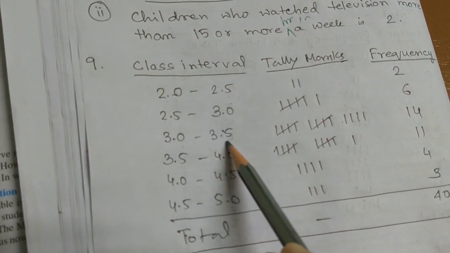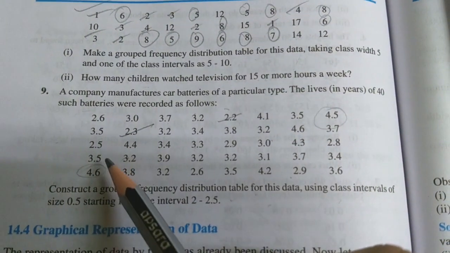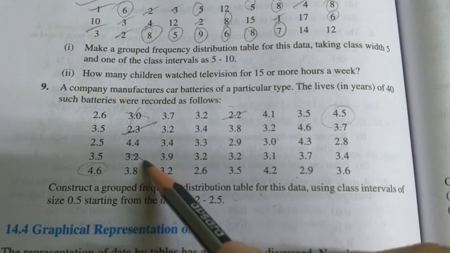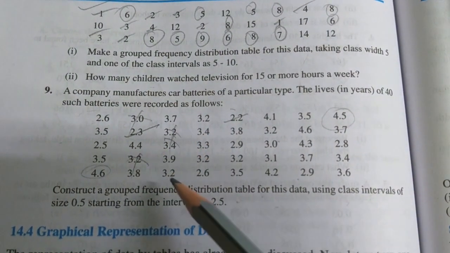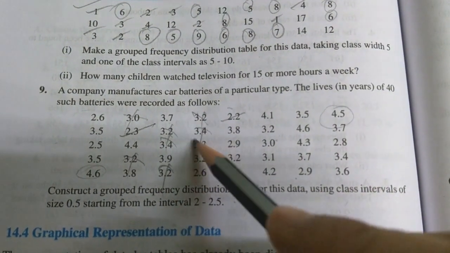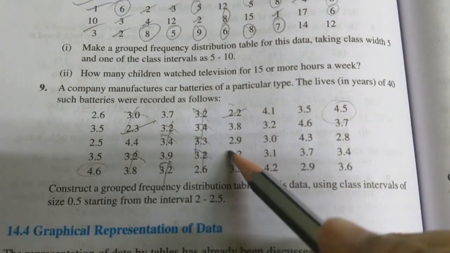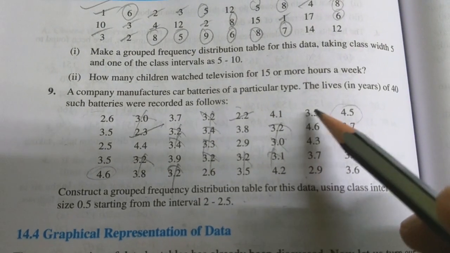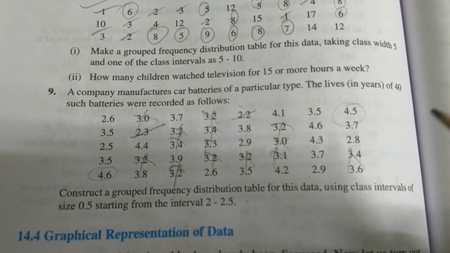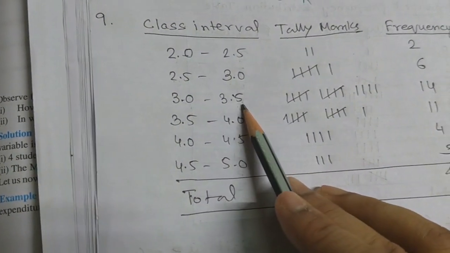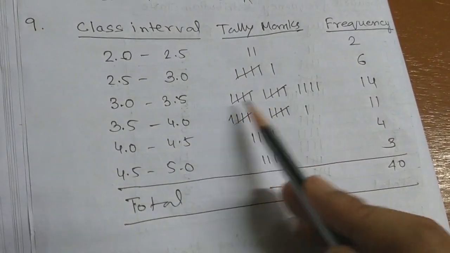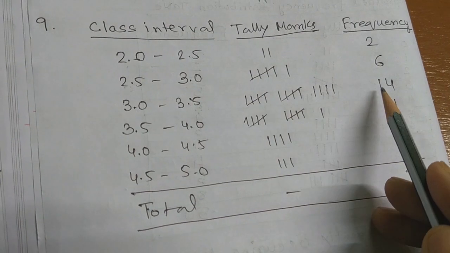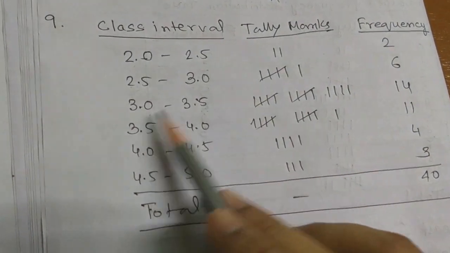3.0 to 3.5, let me check how many data are there. We can take up to 3.4. Counting: 1, 2, 3, 4, 5, 6, 7, 8, 9, 10, 11, 12, 13, 14. So there are 14 data between 3 and 3.5.